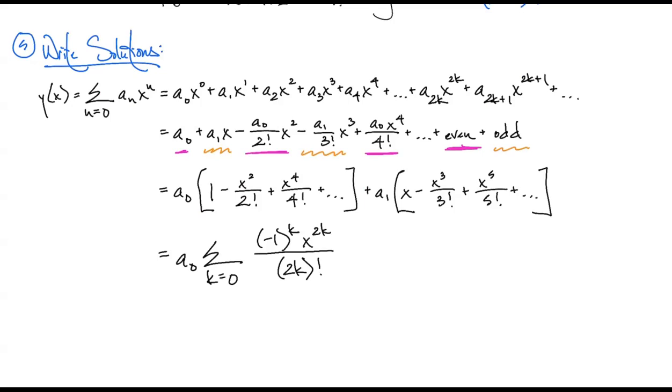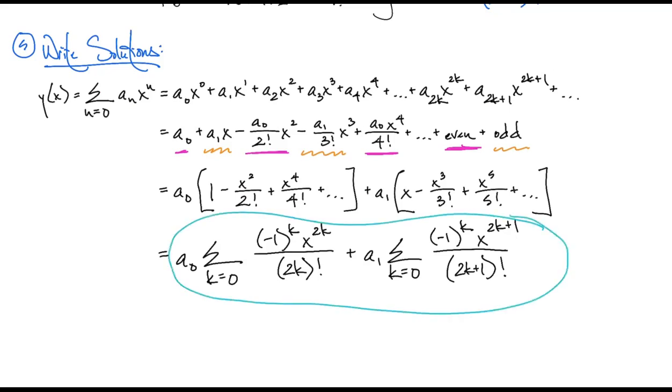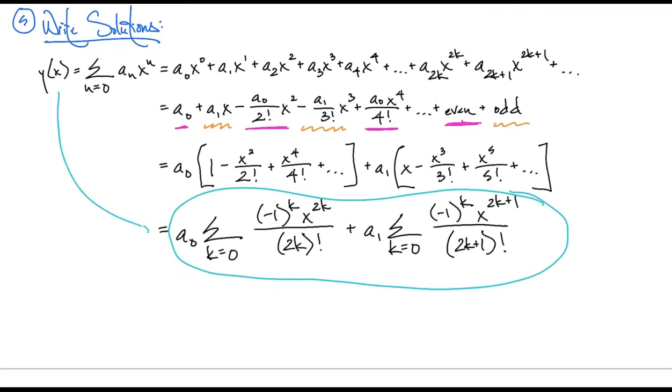We do the same thing for the odd ones. We get a sub 1, the sum from k equals 0. Same thing, we're going to alternate signs. That's negative 1 to the k. But instead of x to the even power, we're going to have x to the odd power over that odd number factorial. That, my friends, is our solution. Our series solution for this differential equation.